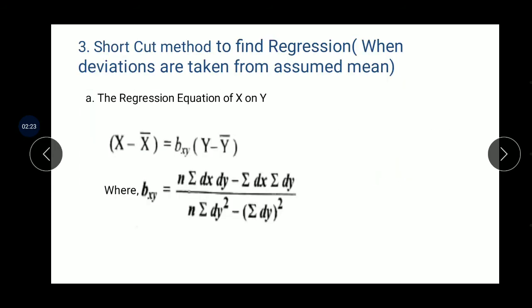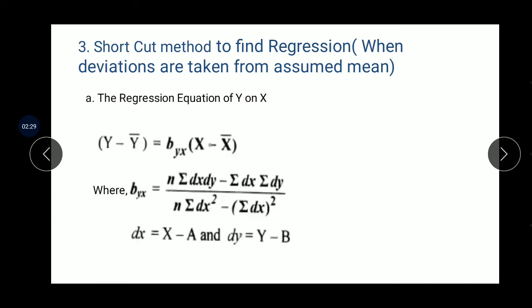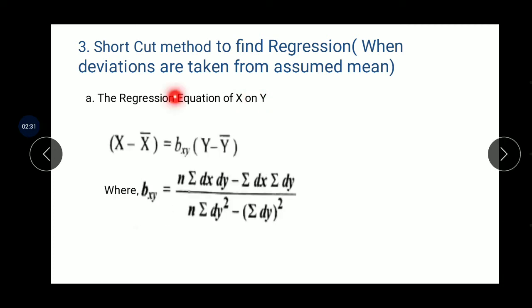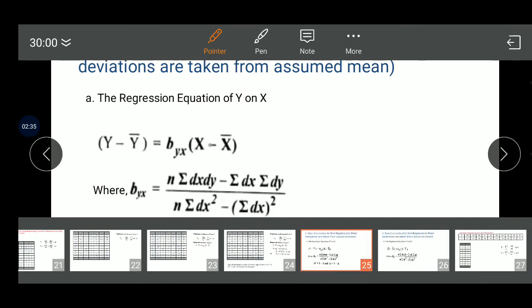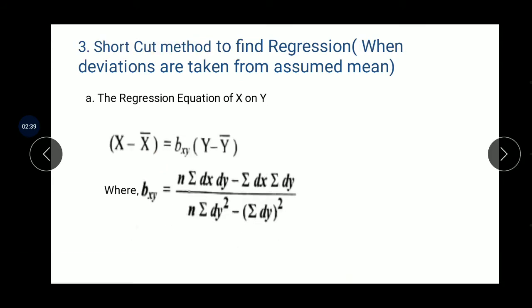This is the regression equation of x on y. This is the regression equation of y on x. This is the regression equation of x on y. Here the roles of x and y are interchanged. Here we have y minus y bar, and here we have x minus x bar. So the roles of x and y are interchanged.